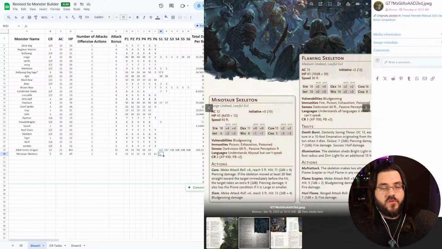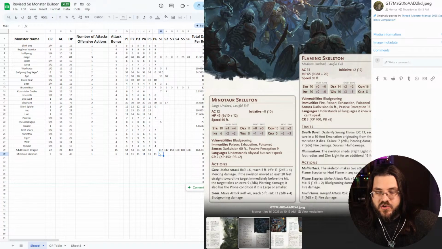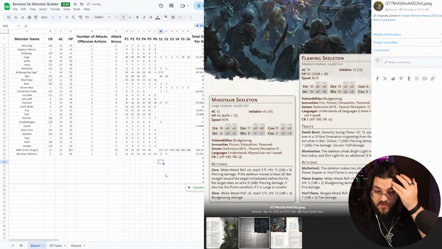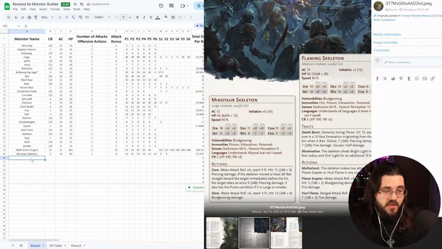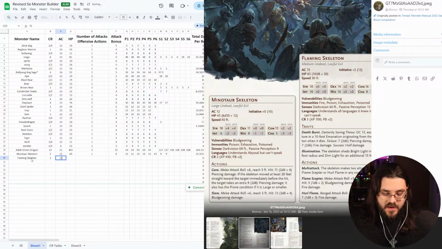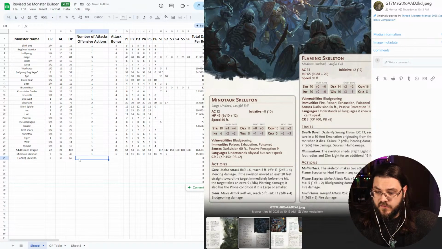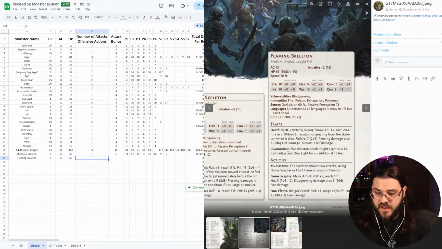So again, we'll assume 2 rounds of this movement in which they do the goring. So they take the 9 damage, and then if they're not goring, they're going to slam because it's more efficient. That takes us to 15.33 damage. Flaming Skeletons, which are CR3. Their AC is 15. They've got 65 hit points. They have 2 attacks, Flame Scepter or Hurl Flame in any combination.